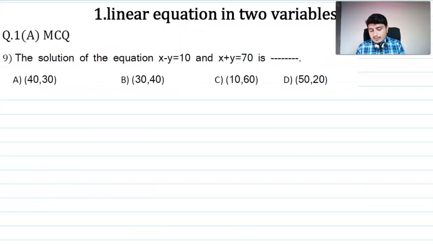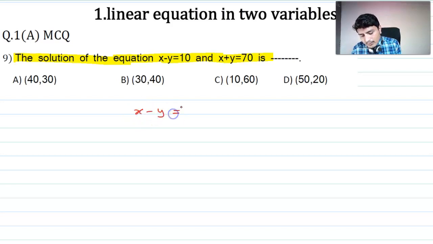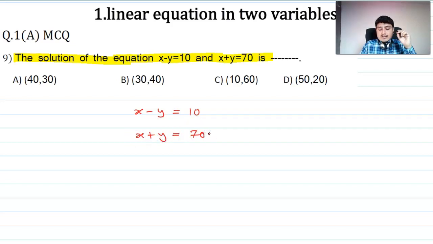Look at question number 9. We are given the solution of the equations x minus y equal to 10 and x plus y equal to 70. The two equations are of the form x minus y equal to 10 and x plus y equal to 70. We may call them simultaneous linear equations in two variables. Let us call the first equation equation number 1 and the second equation equation number 2.